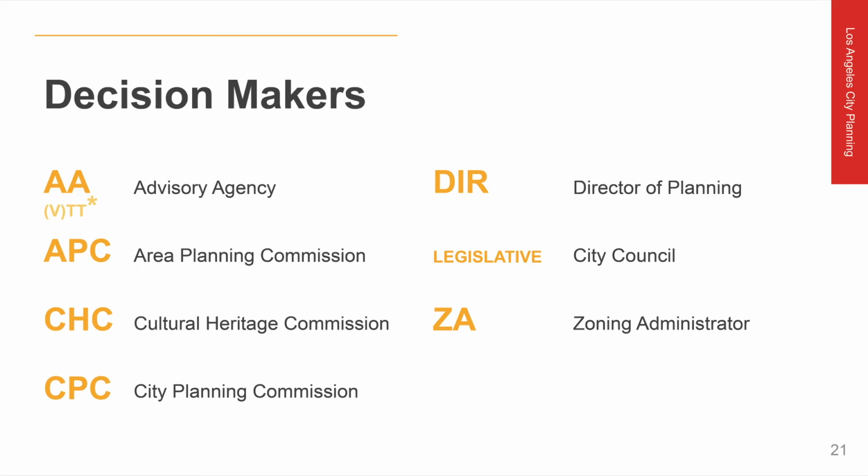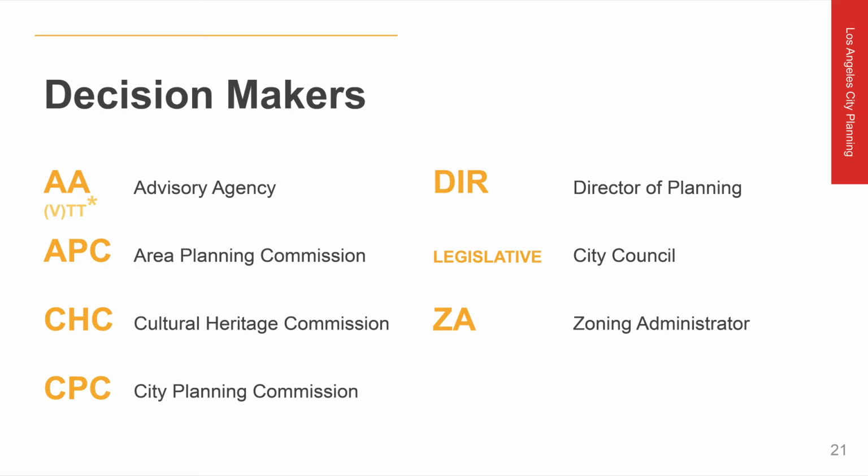The slide lists out each decision maker and identifies the acronym that is used to identify each on a case number. AA, the Advisory Agency, or the appointed Deputy Advisory Agency, considers requests involving the subdivision of land. This can include requests to build condominiums or to subdivide land for single-family or small lot homes. They can also include the approval of private streets. APC, the Area Planning Commission, considers cases ranging from recommendations on smaller scale legislative requests like zone changes, to the appeal of other decisions made by the zoning administrator or advisory agency.